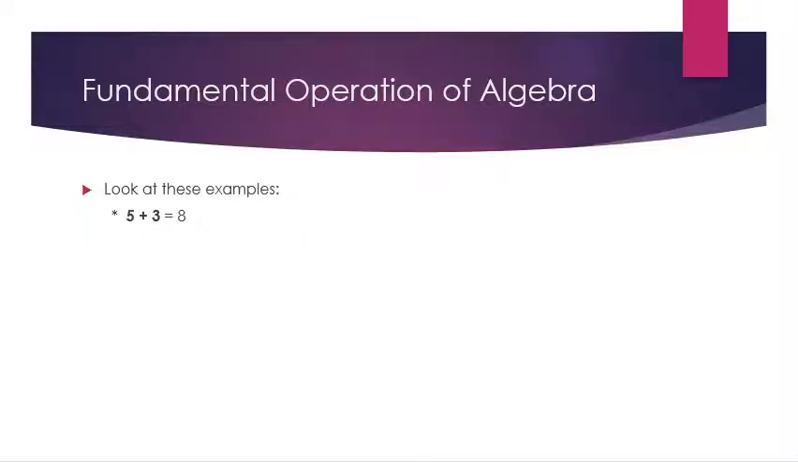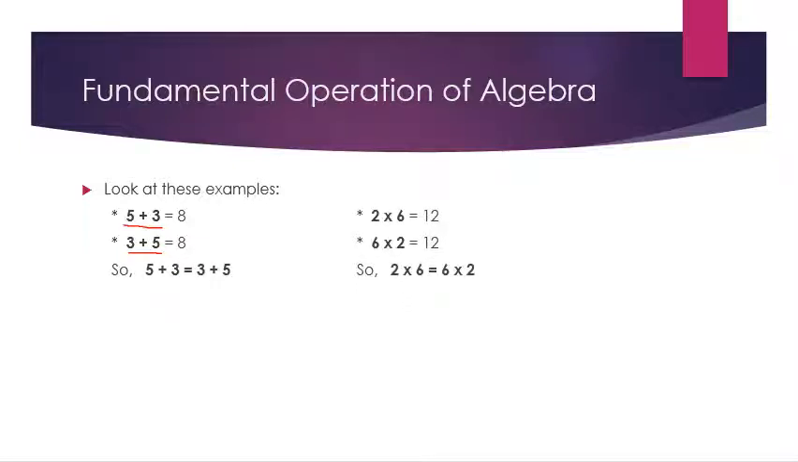5 plus 3 equals 8. And we also know that 3 plus 5 equals 8. You see that in this operation, we only switch the position of the numbers. First, 5 plus 3 equals 3 plus 5. And this is called the operation of commutative, changing the position.